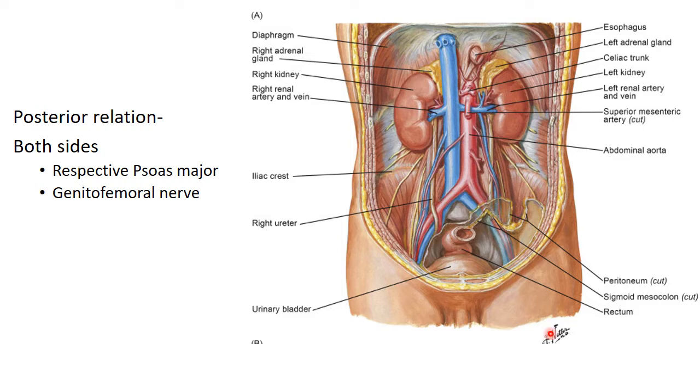Posterior relations of the ureter. Here in this picture, the ureter is this one. See? And here we can very clearly appreciate that it is lying on the psoas major muscle. This is the psoas major muscle, and within the substance of the psoas major muscle, we can see the exit of the genitofemoral nerve. So the ureter will be related posteriorly with the psoas major muscle and the genitofemoral nerve on both sides.